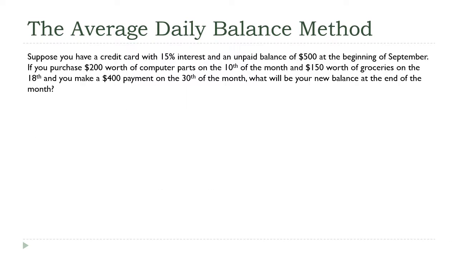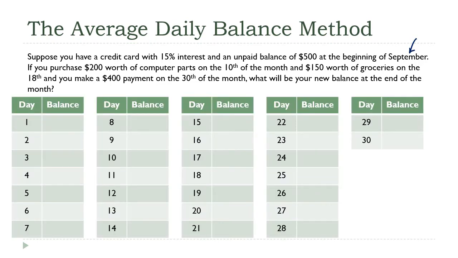All right, so here I have my scenario, and I did add a little something. I added the month. You notice we're talking about doing this in September. So I'm literally going to do a calendar. September has 30 days, so my calendar here goes out to 30. I'm going to work out how much the balance was on every single day of the month. On the first of the month, the balance was $500.